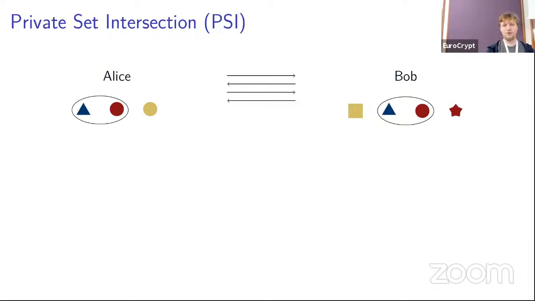We want to have a two-party protocol between Alice and Bob. And they both have inputs, different items. So here, shapes in different colors. And what they want to learn at the end of the protocol is which items they have in common. So that's the standard PSI setting. And they want to learn nothing beyond that, so in particular, nothing about the elements that are not in the intersection.